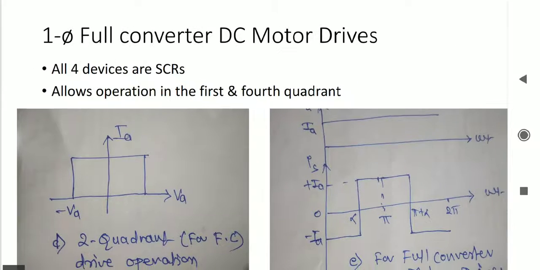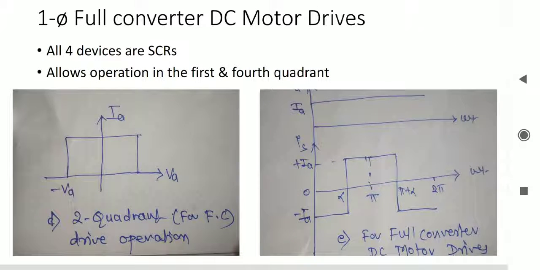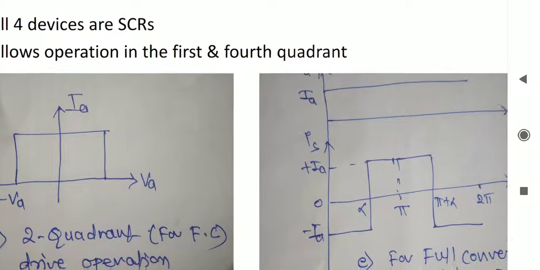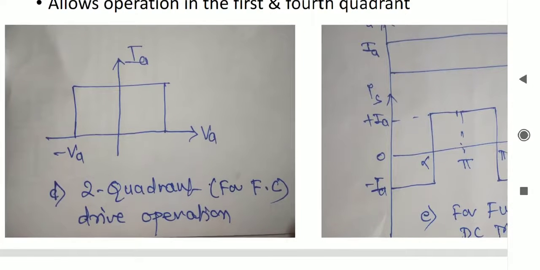Next one is the single phase full converter DC motor drive. Here we have all 4 devices as SCRs, and it allows operation in the first and the fourth quadrant. So look at the diagram, where we have 2 quadrant operation for the full converter, where the armature voltage is positive as well as negative, but the current is always positive. So we will have the 2 quadrant operation.